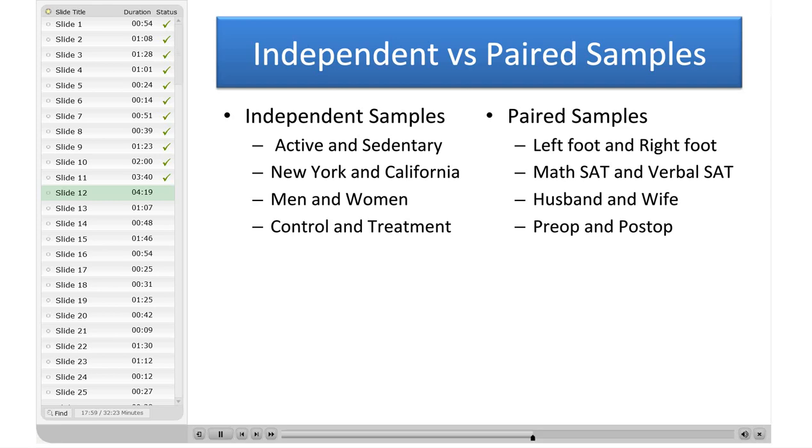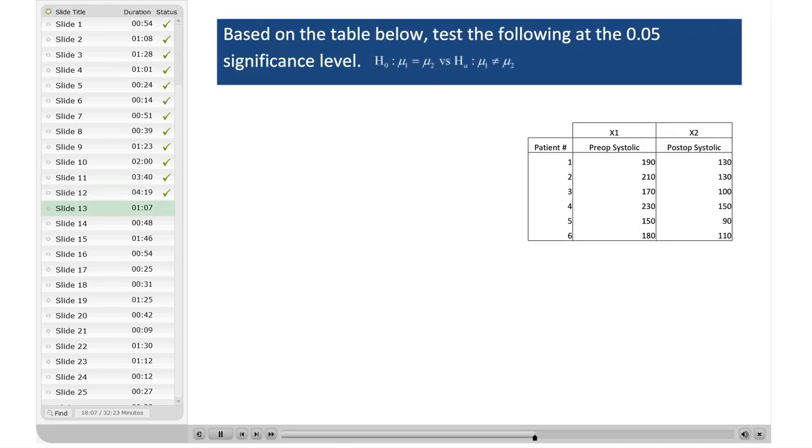And so we have two samples, but those are paired because each patient's pre-op number is naturally paired with that particular patient's post-op number. So this is an example of a hypothesis test that involves the pre-op and post-op values that we were just discussing. In this problem, we have 6 patients that started off with high systolic blood pressure. You can see each patient's systolic blood pressure is listed in the column called pre-op systolic, and it's also labeled as X1.